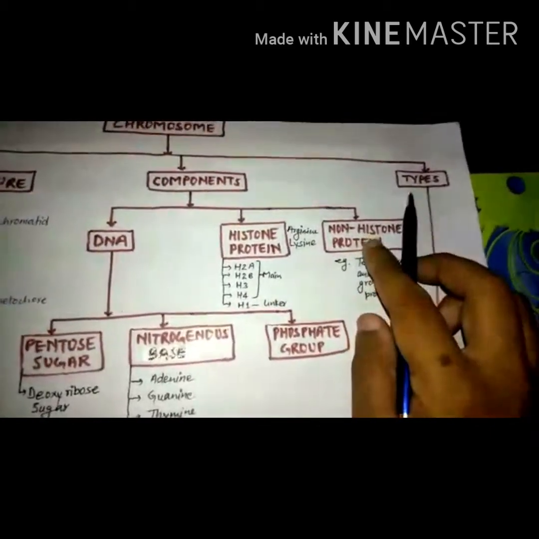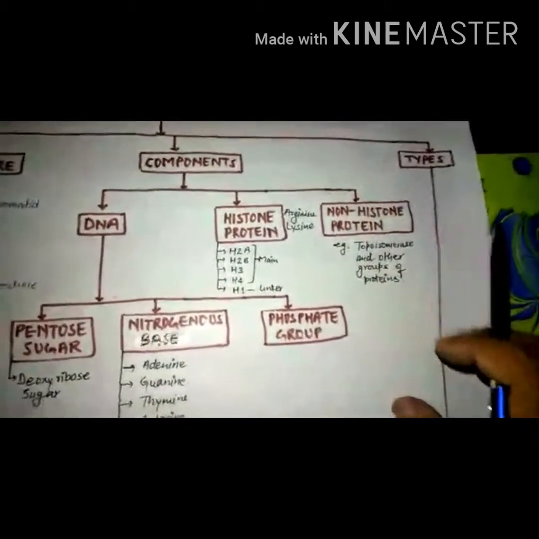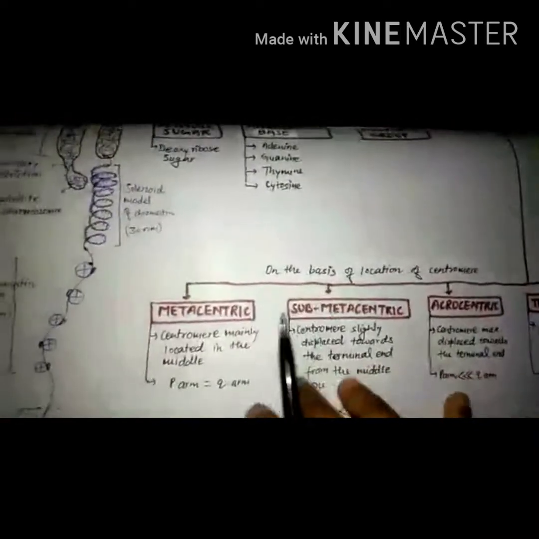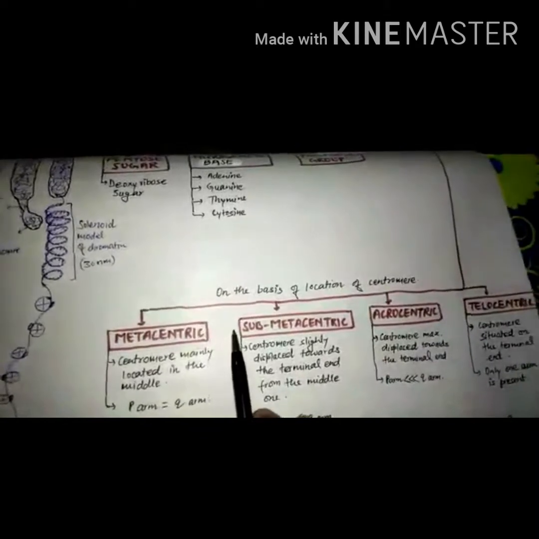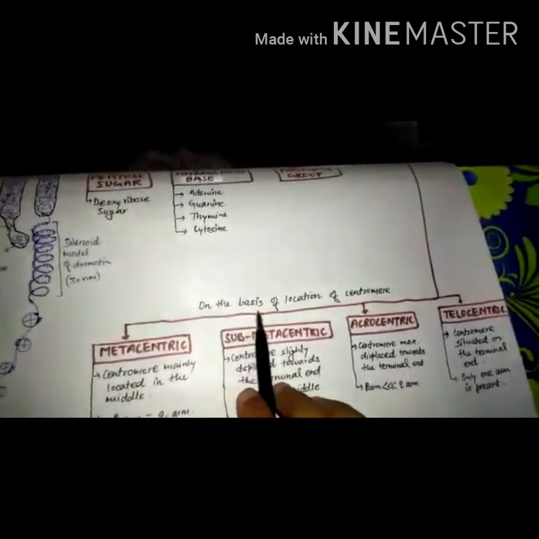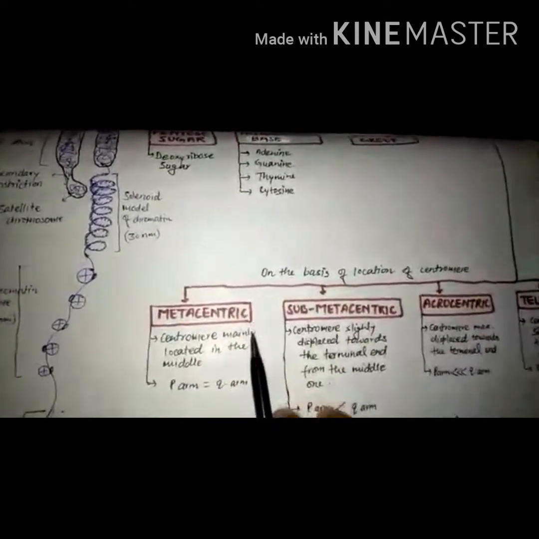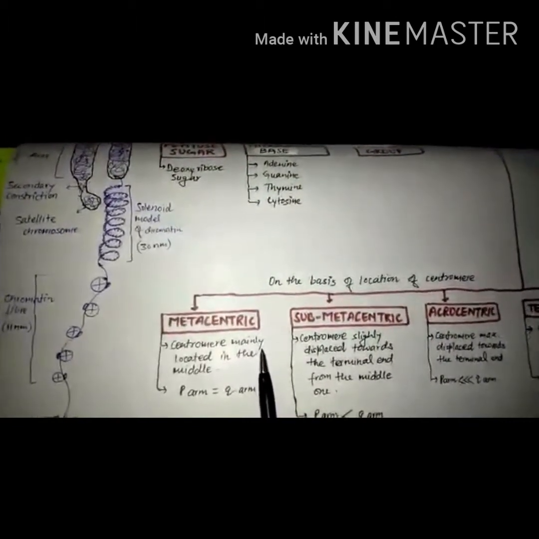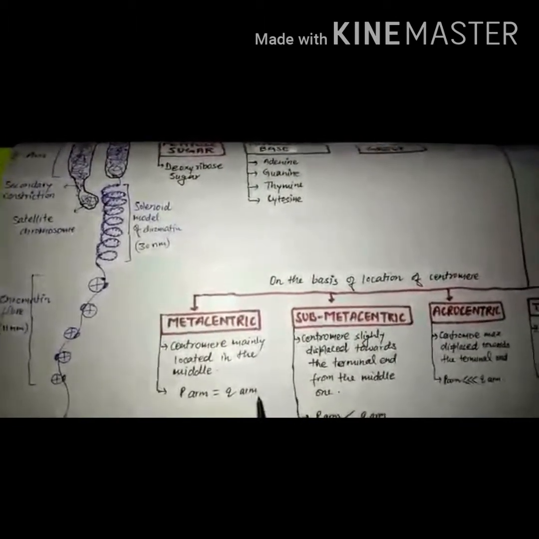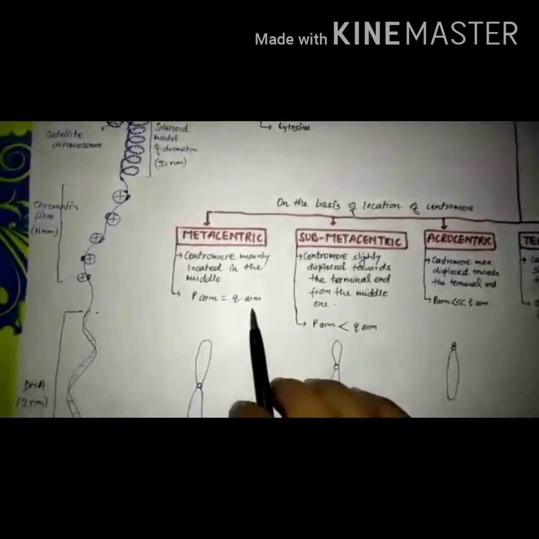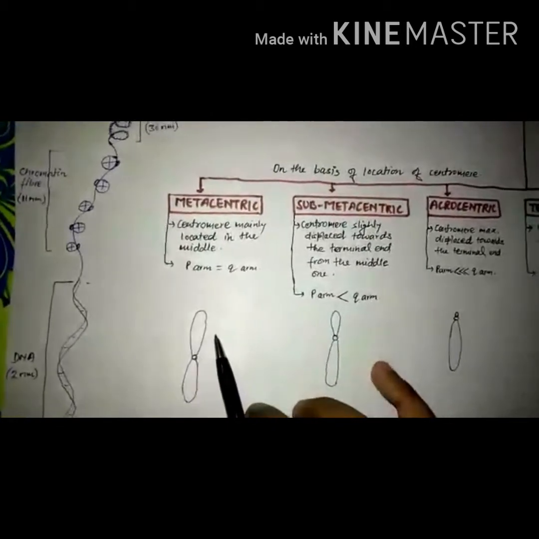Next is the types. How many types of chromosome are present in the cells? These are the following kinds of chromosome present in the cells on the basis of the location of the centromere. First is the metacentric chromosome, in which the centromere is located in the middle of the chromosome. In other words, the p arm is equal to the q arm. This is the figure of the metacentric chromosome.